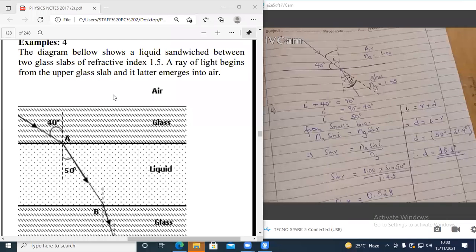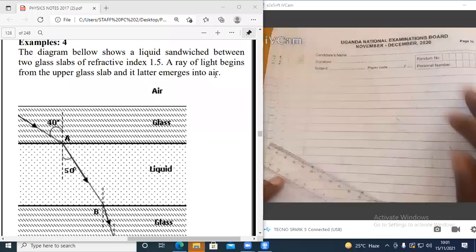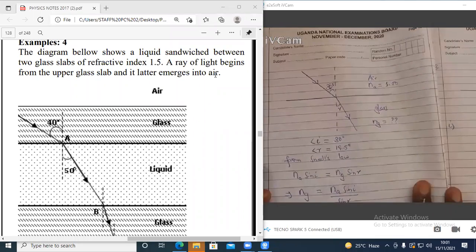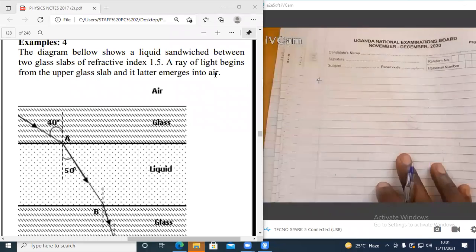So they're saying a diagram below shows a liquid sandwich. Sandwich is to combine them together between two glass slabs of refractive index 1.5. So they're saying a ray of light begins from the upper glass slab, and it later emerges into air. So let's sketch that. This is our example number 4.